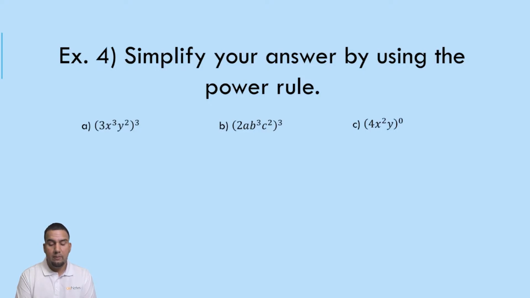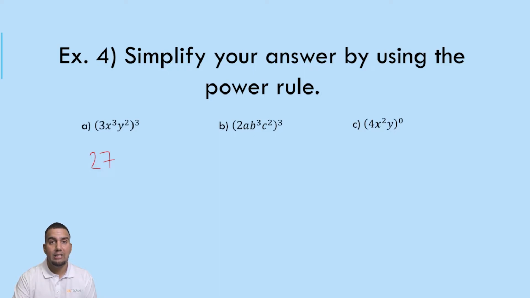So take a look at the first example. We have 3x cubed y squared, raised to the 3rd. Technically, that means there's 3 of these together. But an easier way of doing this is actually working this out. Think about it. What is 3 raised to the 3? 3 raised to the 3 is 3 times 3 times 3, which would be, what number? It would be 27.